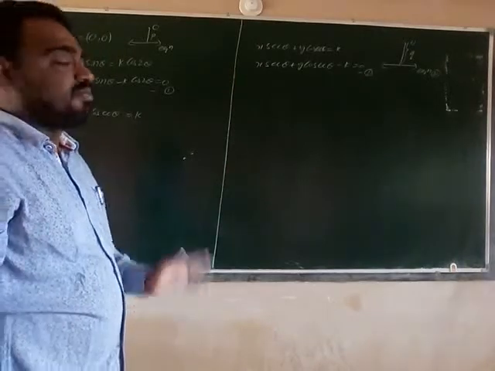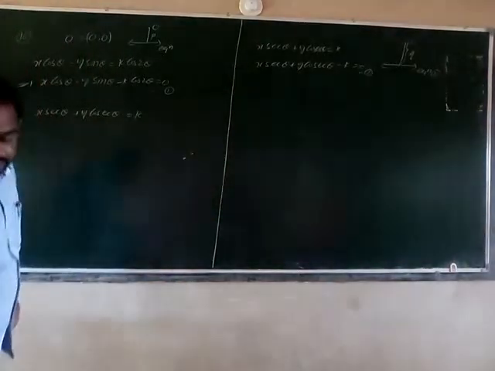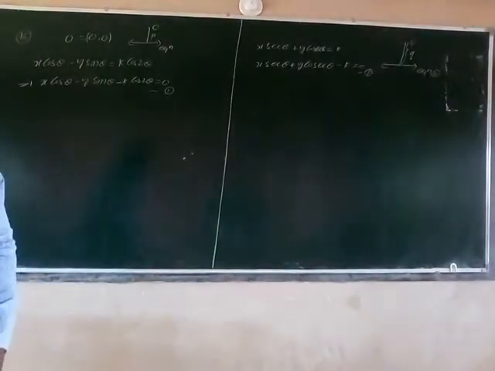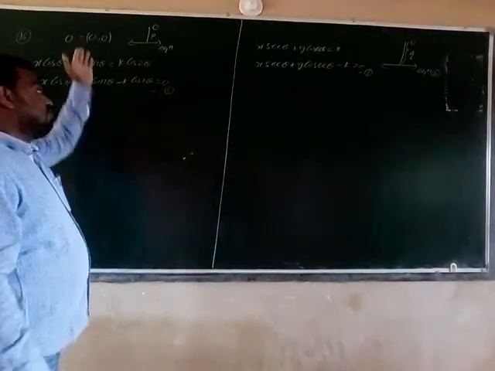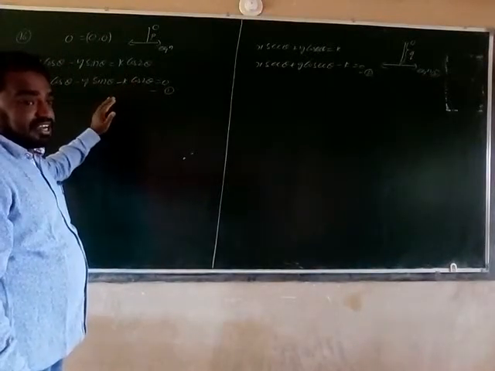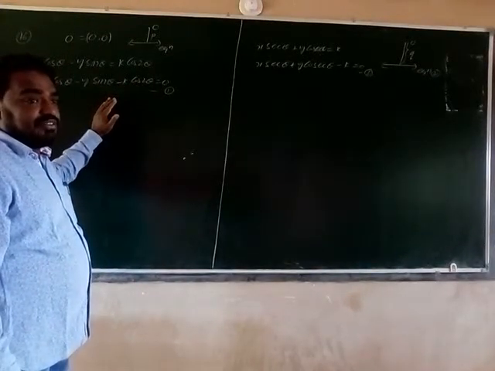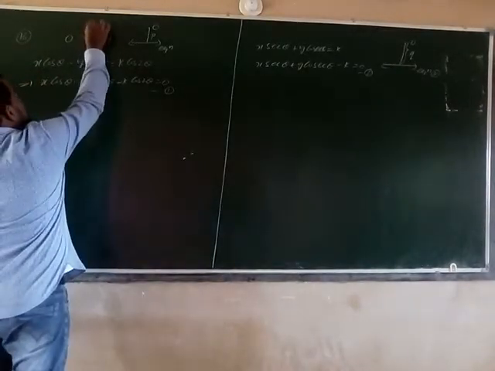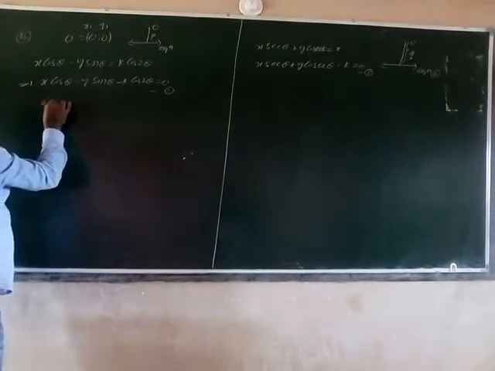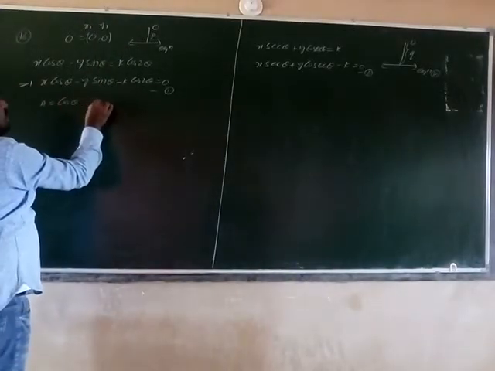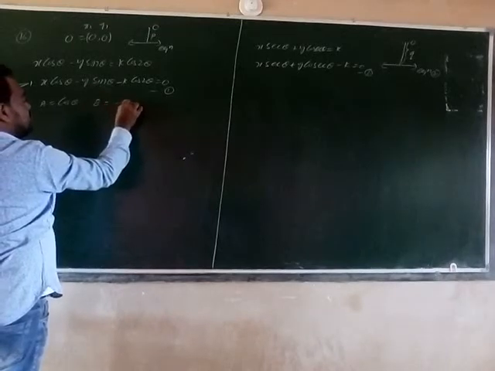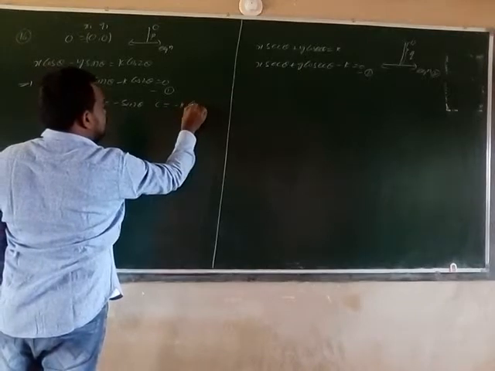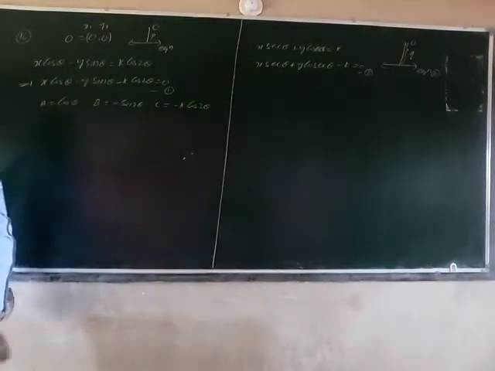Simple concept. Here, the perpendicular distance formula from a point to a line. What is the formula for perpendicular distance? It is mod of a x1 plus b y1 plus c by under root of a square plus b square, where the point is x1, y1. Here, a is cos theta, b is minus sin theta, and c, the constant, is minus k cos 2 theta.